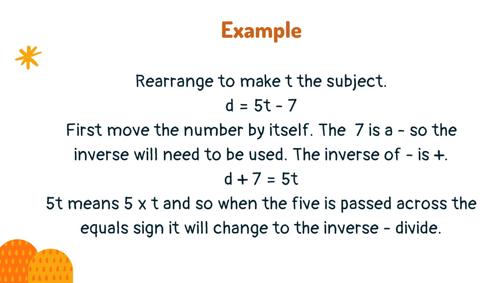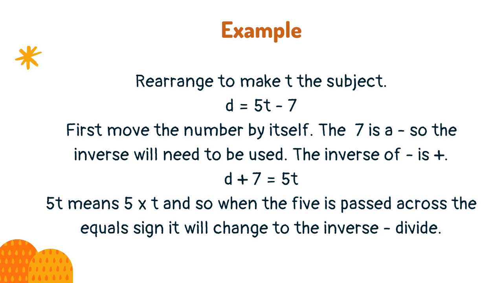For example, rearrange to make t the subject. D equals 5t minus 7. First move the number by itself. The 7 is a minus, so the inverse will need to be used. The inverse of minus is plus. This becomes d plus 7 equals 5t.